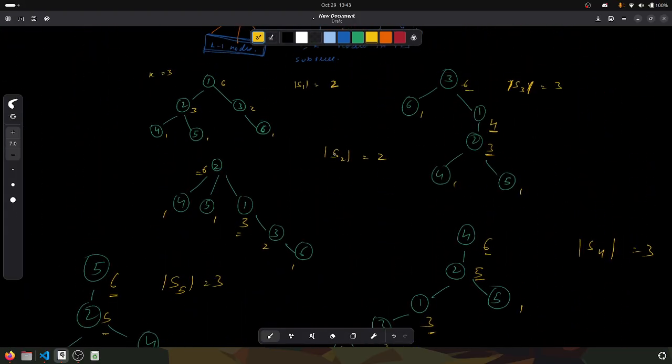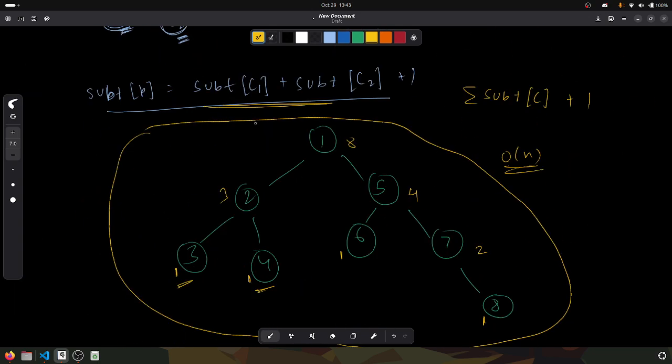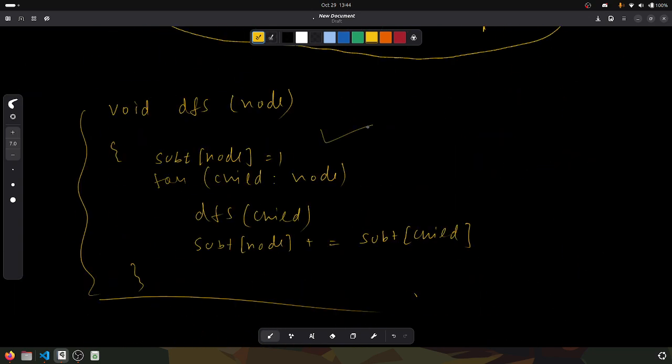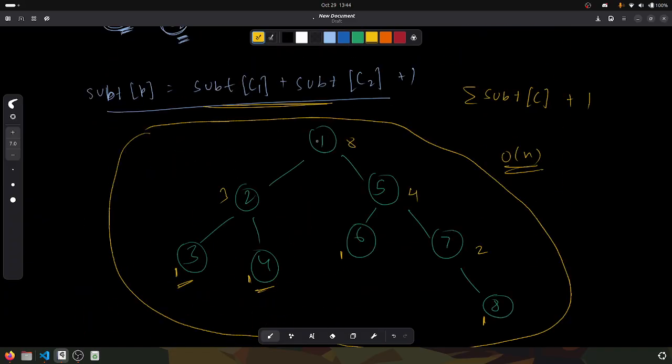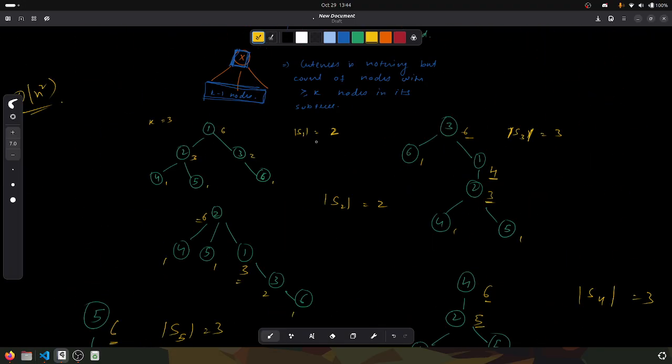So now what we have designed is an n square solution. We can root the tree at every node, then run this DFS to find the subtrees of each node, and then count the number of subtrees which have greater than or equal to k elements. That will be all done in O of n for one given root, and then to calculate for all the roots we will run an O of n square loop. But this is not allowed for this question.